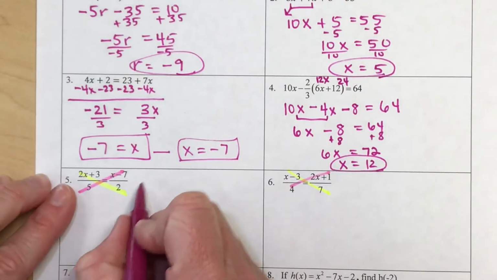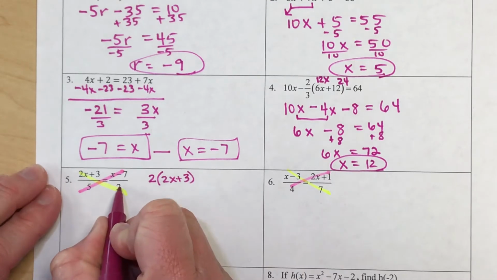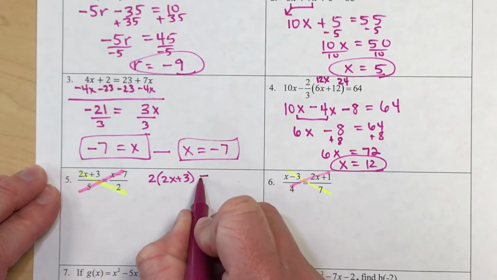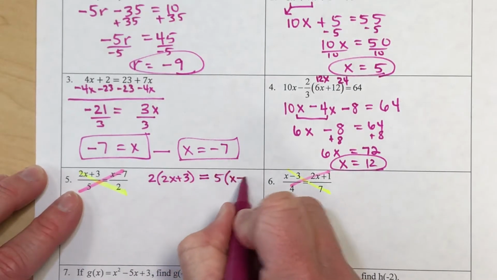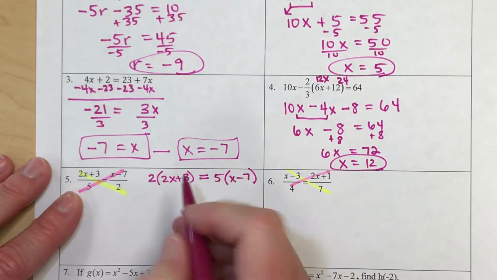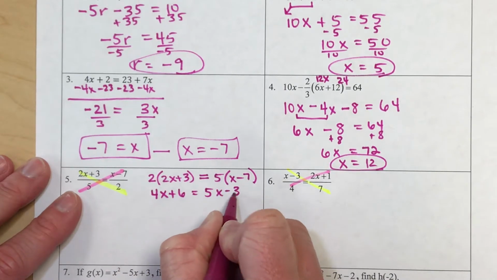So the diagonal 2 times 2x plus 3, I want this 2 to get multiplied to everything in the numerator. So think distribute. We'll set that equal to the other diagonal, 5 times x minus 7. So distribute your 2 on the left, distribute your 5 on the right. You'll get 4x plus 6 equal to 5x minus 35.